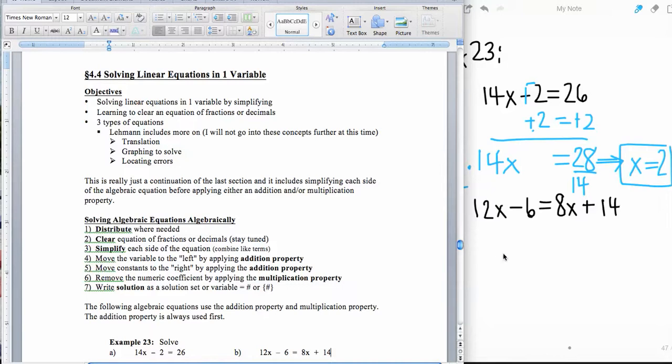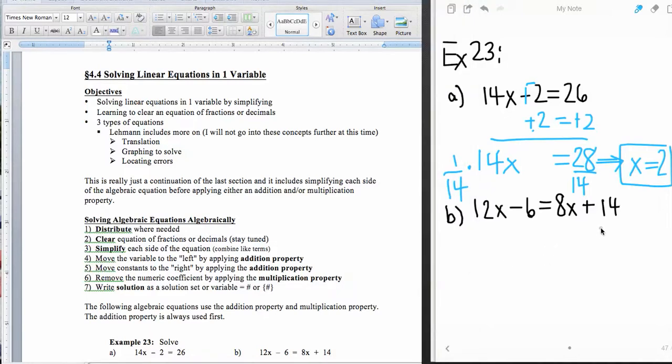So we have 12x minus 6 is equal to 8x plus 14. So first of all, we want to get all of our variables on one side. So this 8x I'm going to bring over here with the 12x. Wherever we have the larger numeric coefficient is where we want to take our variables. So I'm going to add the opposite here, negative 8x, to both sides. And when I add the negative 8x to both sides, now I'm going to create another equivalent equation, and so this time I have 12x minus 8x, which is equal to 4x, and then plus a negative 6, and that's equal to a positive 14.